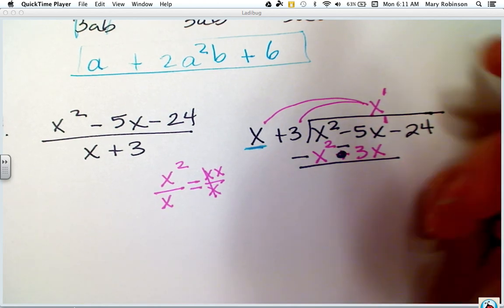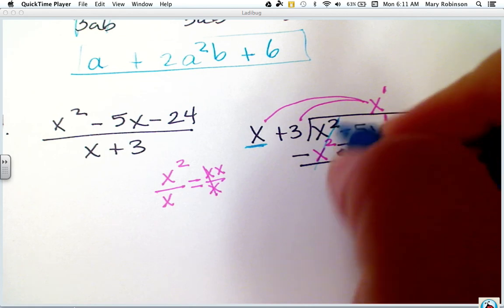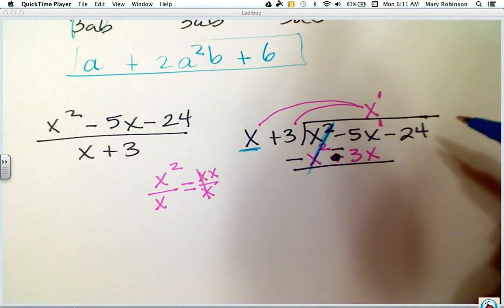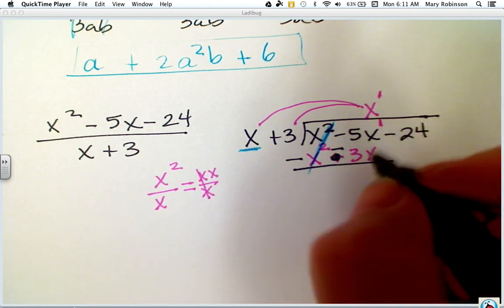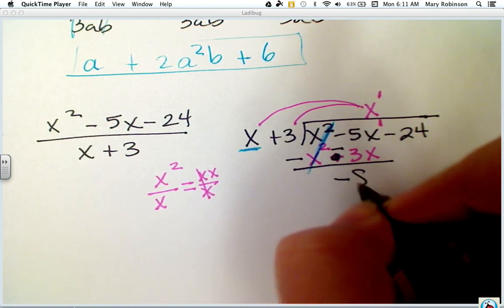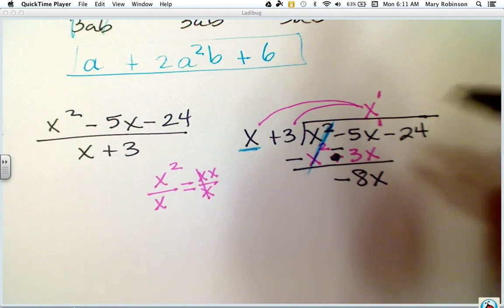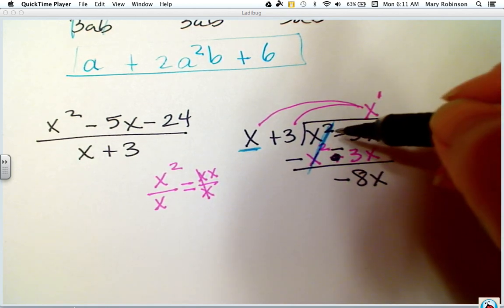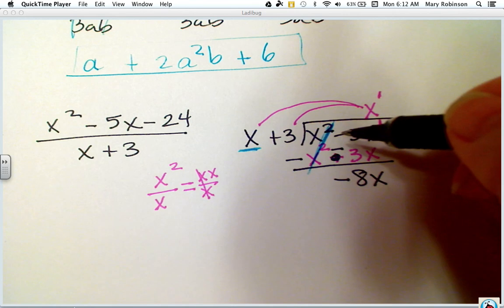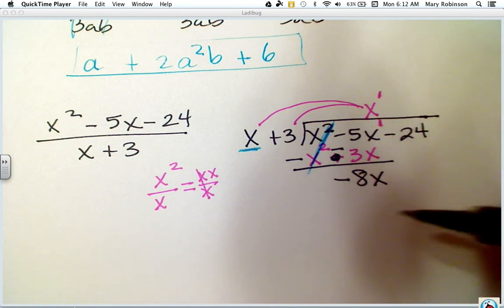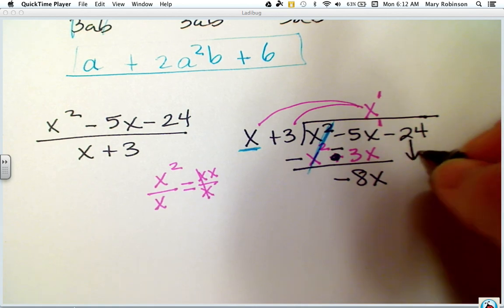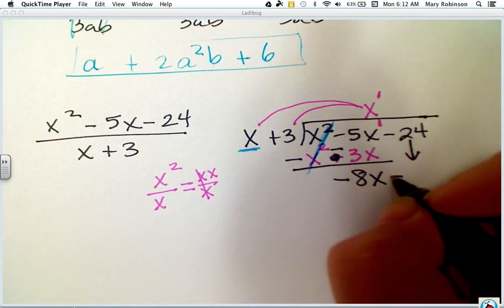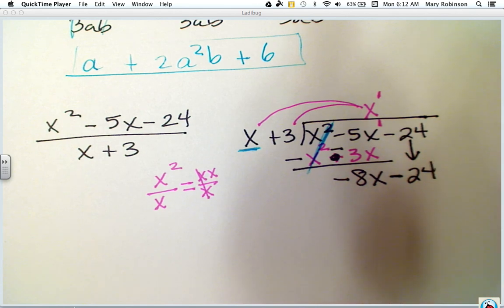Now we subtract. So x squared minus x squared should cancel. If you have divided correctly, that will always happen. Negative 5x minus 3x is negative 8x. So be careful about your integers with signs. If it's negative, that means you're subtracting. So type in negative 5 minus 3 in your calculator if you're not good with adding and subtracting integers. So negative 8x, and then we bring down the next term, just like we did with numbers. Bring down the negative 24, so always keep your sign straight.